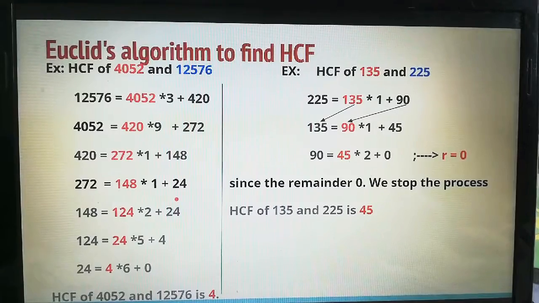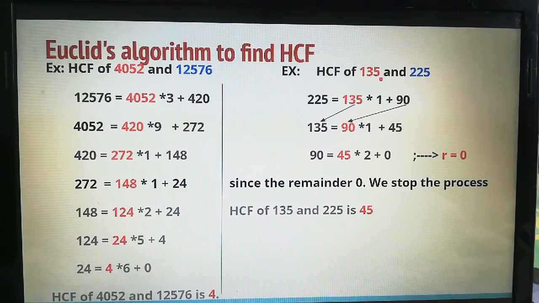Next, where are we using this algorithm? We are using this algorithm to find HCF, which is the highest common factor. To find the HCF of given two numbers, we are using this algorithm. So let's see a simple example.